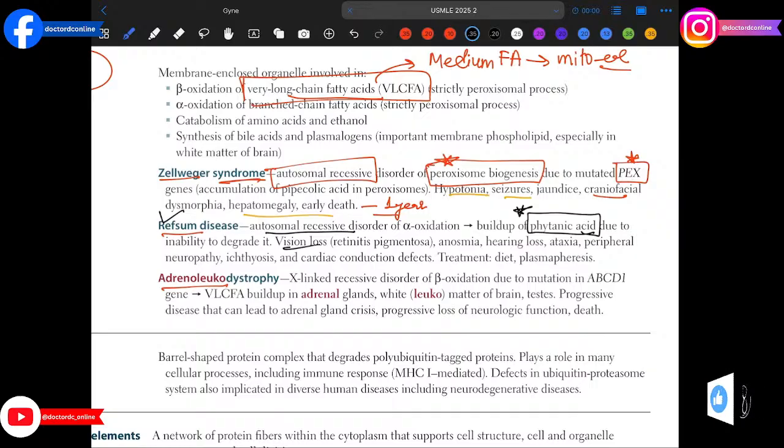It first presents in adolescence and mostly starts with neurologic symptoms like worsening of vision, sense of smell, and progressing to hearing loss and ataxia. Years later, you can also see changes in the skin like ichthyosis and cardiac conduction abnormalities. So, how do you treat this?